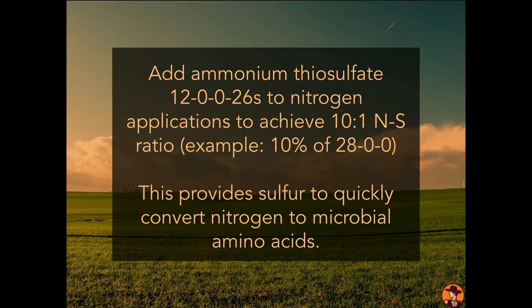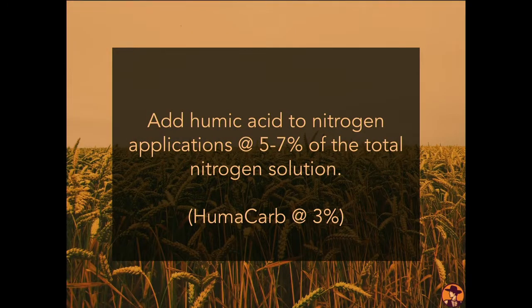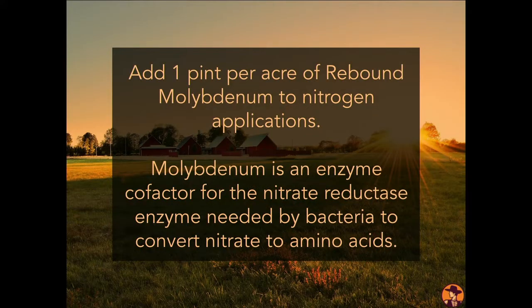So this provides the sulfur requirement so that biology can quickly convert the applied nitrogen to amino acids and into microbial cells. The second piece that we add is humic substances. If you're using potassium hydroxide extracted humic substances, which are most of what are available in the marketplace, it takes about 5 to 7% of the total nitrogen solution to bind all of the different forms of nitrogen present. If you're using Humicarb, which is an AEA product, it takes about 3% because ours is extracted differently and has a lot stronger binding power than many of what are available in the marketplace.